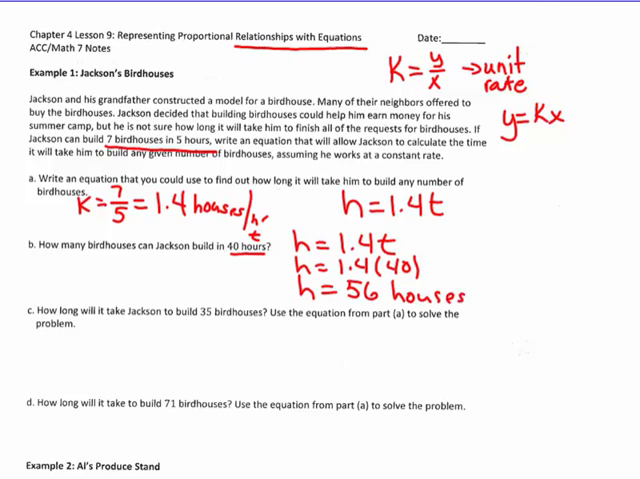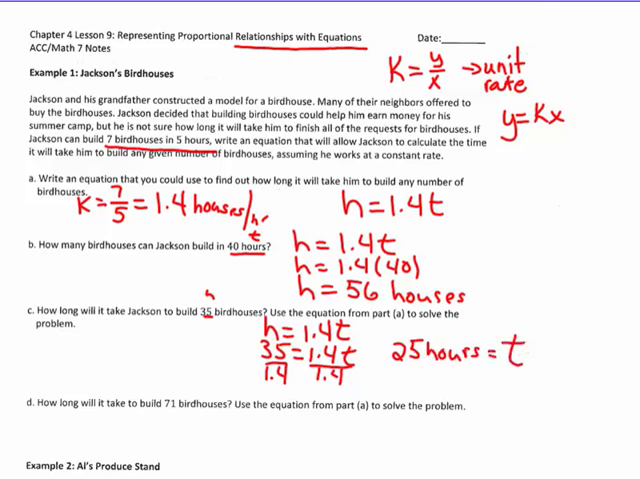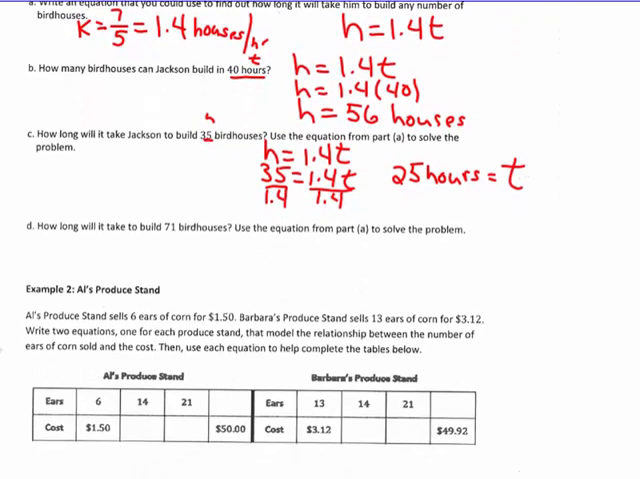All right. How long will it take Jackson to build 35 birdhouses? So again, we're going to start with our equation. This time that we know how many birdhouses, this is your h. So I'm going to fill in 35. All right, so here I have a one-step equation. I have to get t by itself, so I'm going to divide both sides by 1.4, which is going to give me 25 hours is your time.